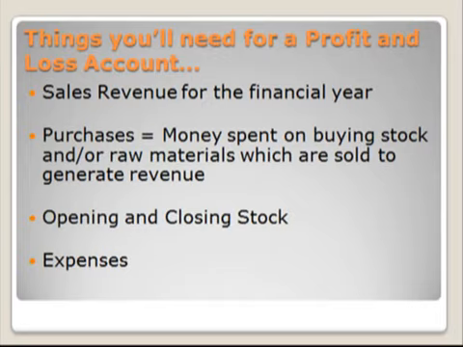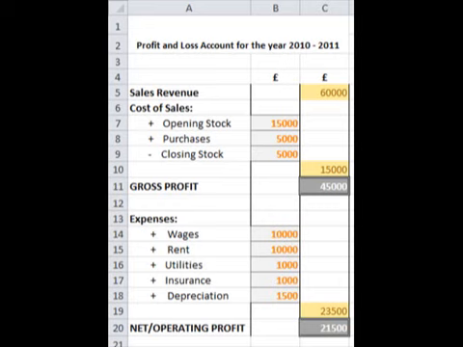Now let's look at the profit and loss account. So this is a basic profit and loss account for the financial year 2010-2011. Our first figure here is the sales revenue, and this figure goes in this box here. For this year it was £60,000.